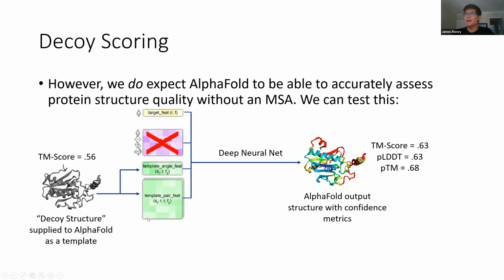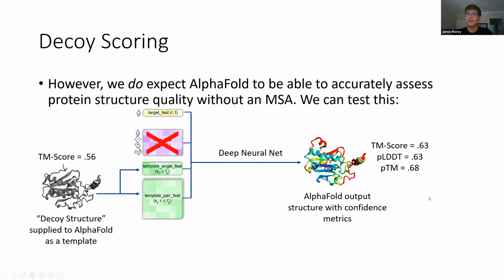So basically, what we can do is supply AlphaFold with a decoy structure that's sort of like a proposal structure. It's a structure that's not actually the native structure of the protein. In this case, this has a TM score of 0.56 to the native structure. Then we can supply that to AlphaFold as a template and see what happens. AlphaFold produces an output structure that's pretty similar. It's slightly improved in TM score, and it also produces these confidence metrics.